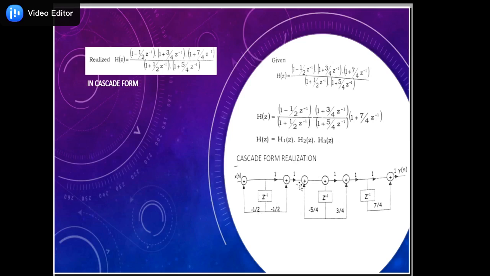Then for the second, that will be P2(z) divided by D2(z), H2(z) is equal to this term.